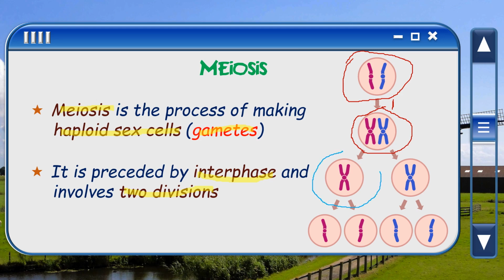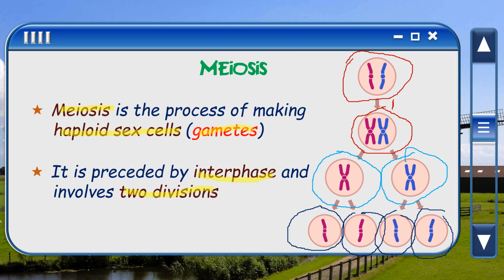Under the first meiotic division, we get these two cells. That is the first meiotic division. Then after the first meiotic division, we go to the second meiotic division. Under the second meiotic division is when we get our gamete cells, which are haploid, 4 of them, and that is what we call meiosis.